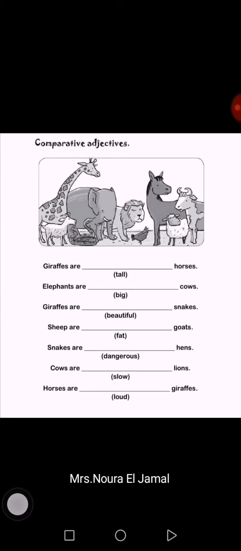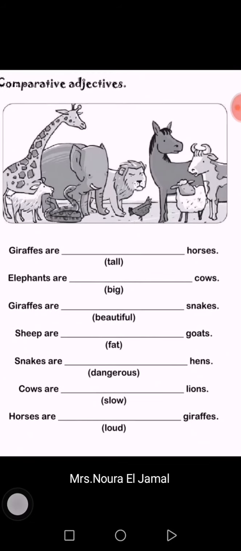First, I'll compare between giraffes and horses. He gives you an adjective here. The adjective here is tall. So giraffes, I'll do the first one and you'll do the other questions here. Giraffes are taller than horses. The other one, elephants are, he gives you an adjective here, big, than cows.